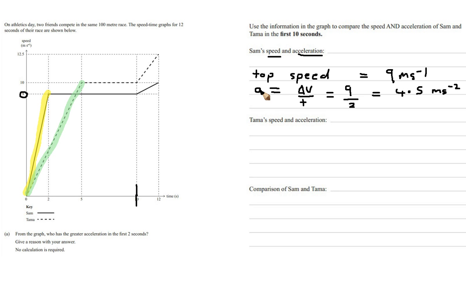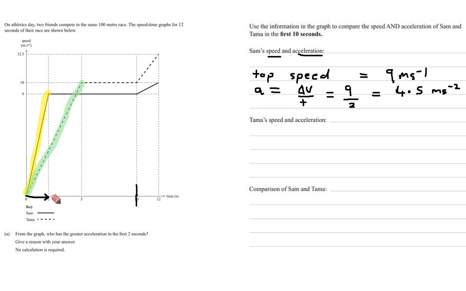we should actually say that Sam accelerates, he's speeding up, he accelerates at 4.5 meters per second squared, that lasts for 2 seconds. So he accelerates at 4.5 meters per second squared for 2 seconds, and reaches a top speed of 9 meters per second. It's the flat bit here. He's going at 9 meters per second.